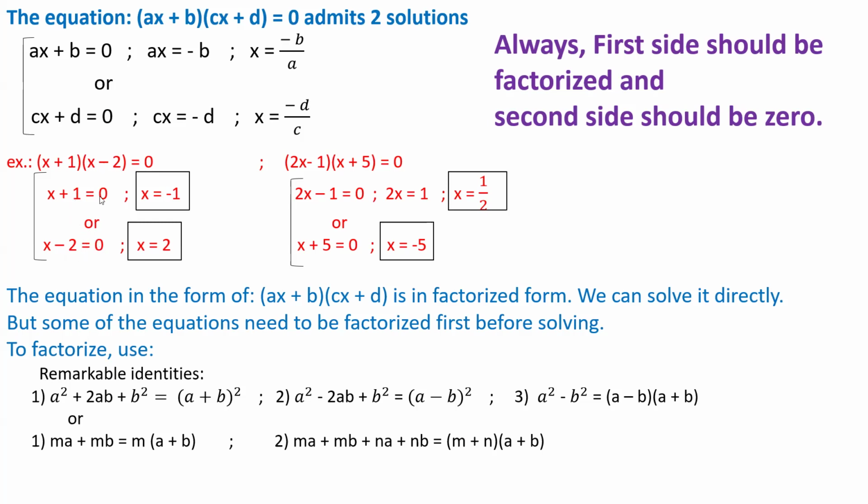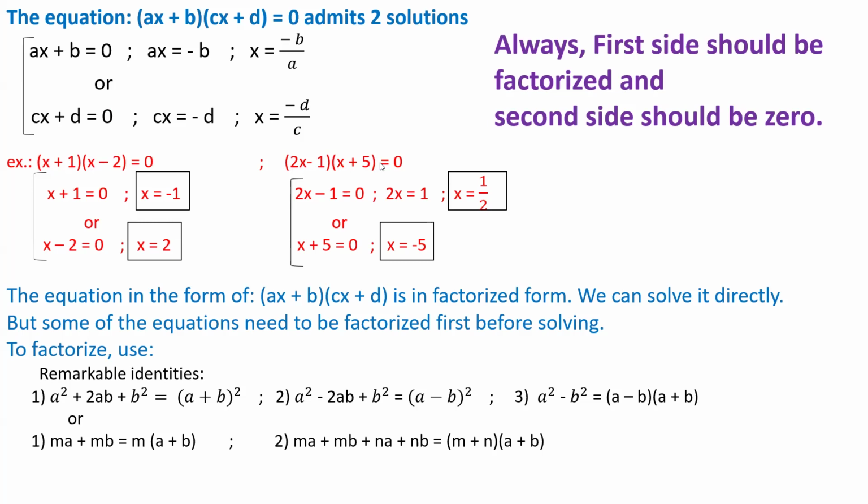If x plus 1 is equal to 0, then x is equal to minus 1 is the first solution, and if x minus 2 is equal to 0, then x is equal to 2 is the second solution. So this equation has two solutions. Another thing, if you look here at this equation, if we multiply x by x, if we expand it, we have x squared. So since the degree is 2, it has two solutions. So a product equation is always a second degree equation. That's why it has two solutions.